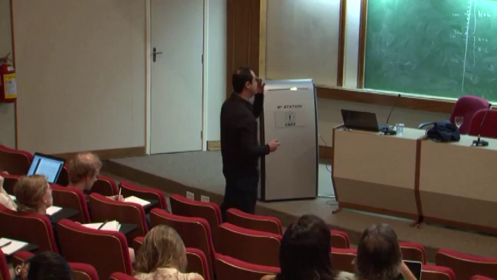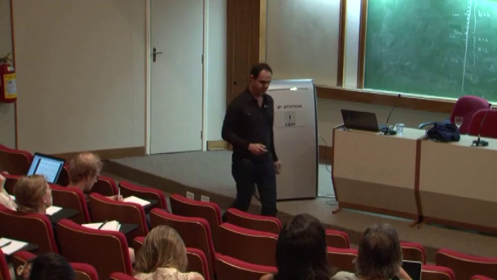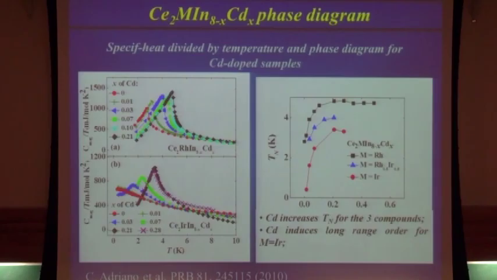So we can try a different approach to prove the same thing. We can now choose doping with cadmium to favor magnetism. When you dope these materials with cadmium, it has one less p electron, so you decrease the local density of states. So you favor RKKY over the Kondo effect. When you do that, you increase the Néel temperature as a function of cadmium, so the 4f electrons become more localized.